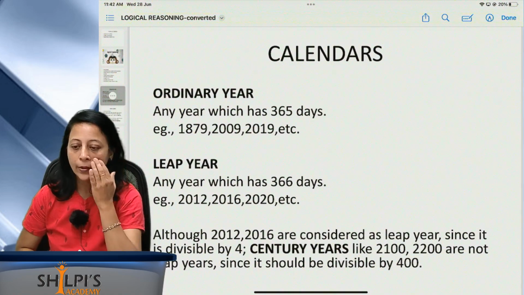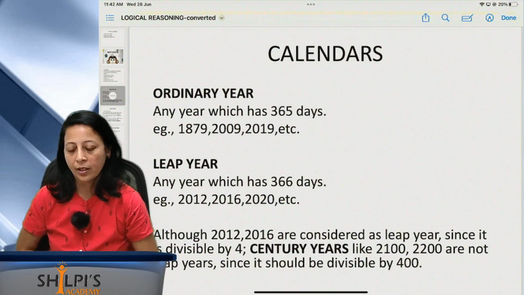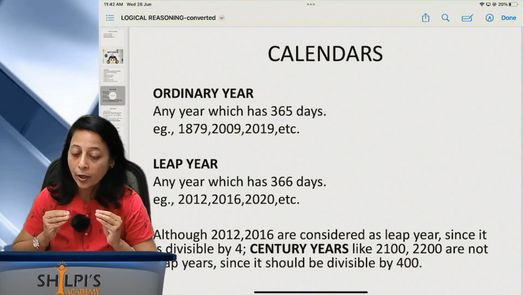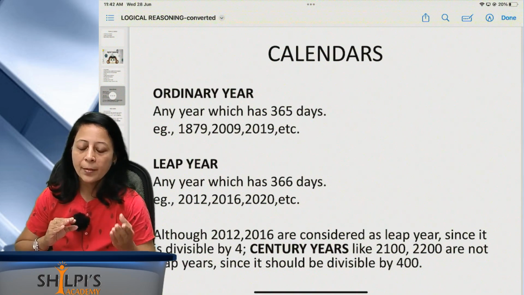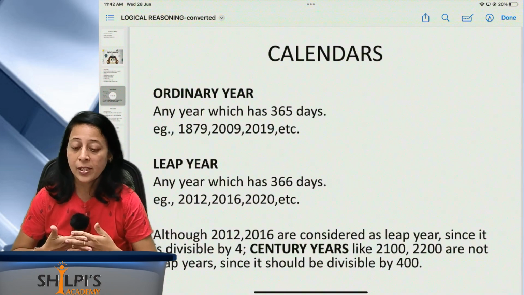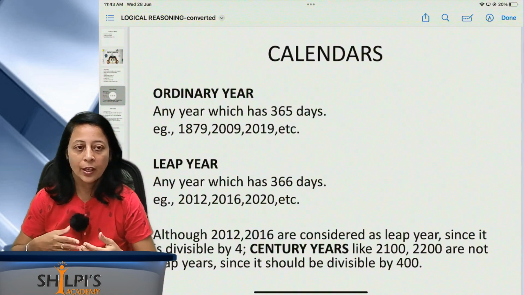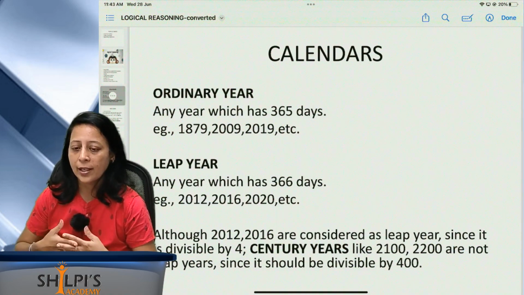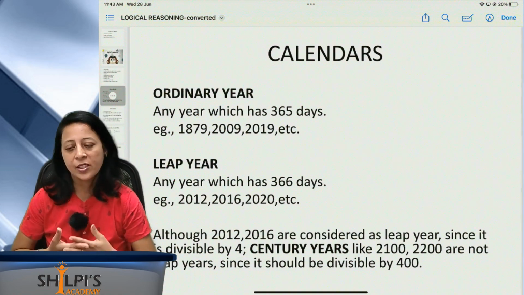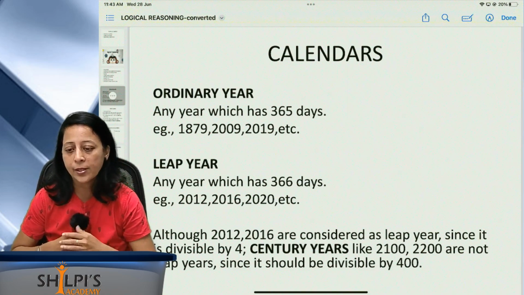We all know that in a year there are 365 days. Any year which has 365 days is called an ordinary year. Here I have given a few examples: 1879, 2009, 2019, and even 2022 or 2023, all of which you can call ordinary years. I have given here two types of years: one is the ordinary year, the other is the leap year.